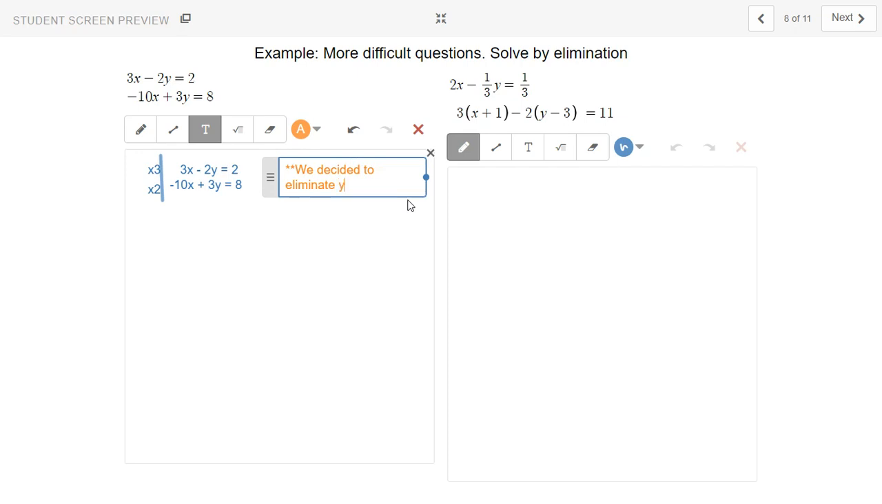We decided to eliminate y, and to do that, we need to find a common term. So if I multiplied the whole first equation by 3, I would have a 6. And if I multiplied the second equation by 2, I would also have a 6. So let's simplify now.